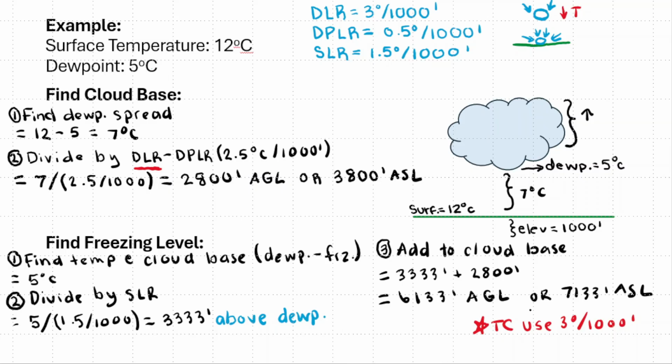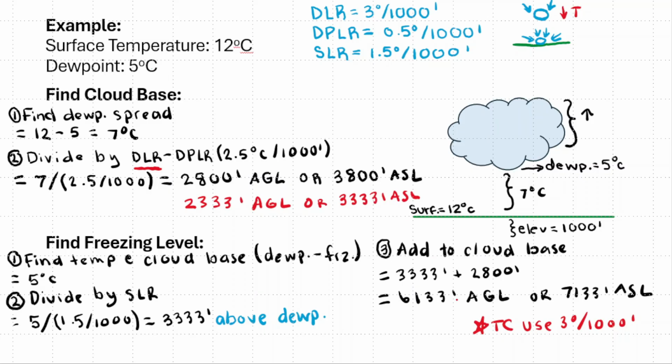Now, if you wanted to compare the numbers between what we did here versus what you would maybe get on a TC exam, if this were your example, if we had divided our dew point spread by the dry adiabatic lapse rate, 3 degrees per 1,000 feet, which is what you would use on a TC exam, you would get 2,333 feet AGL, 3,333 feet ASL. And this is pretty important if you were trying to get the correct answer on a PPL or CPL written, because that's a 500-foot difference there. So that's why it's really important to remember that when you're doing these questions on your TC exams, you need to be using 3 degrees per 1,000 feet.